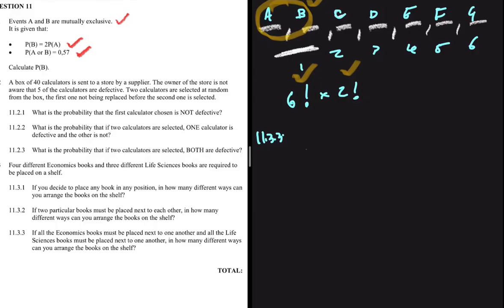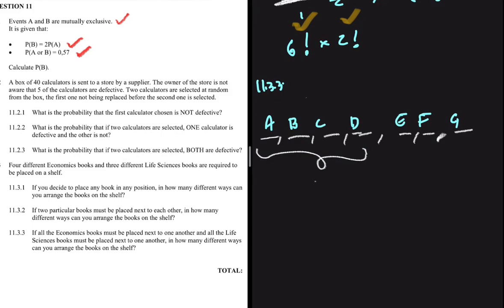So again, let's go ahead and have those slots. 1, 2, 3, 4, and then 1, 2, 3. So let's say we have A, B, C, D, E, F, G. So these are the 4 economics books. We're taking them as one slot because they must always be next to each other. And these are the 3 life science books. We're taking them as one slot also because they must always be next to each other. So it's either you're going to start with the economics slot and then the life science, or the life science first and then the economics. So there's 2 factorial ways we can arrange that.